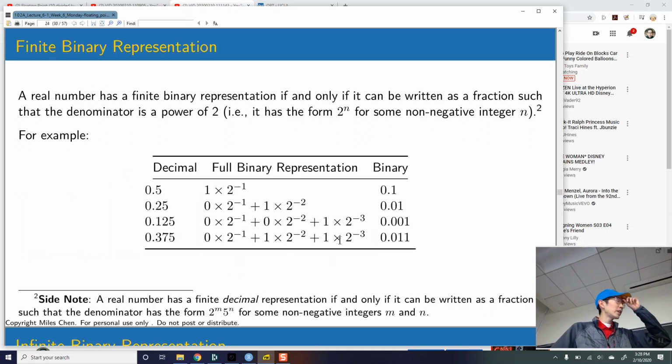Similarly, when you have fractional parts, you have the decimal places, or the binary places, I should say. Okay, so 1/2 is 1 times 2 to the negative 1, and that's represented in binary as 0.1. 1/4 would be represented with 0.01. 1/8 would be represented as 0.001, and 0.375, which is 3/8, is 1/4 and 1/8, 0.011. Okay.